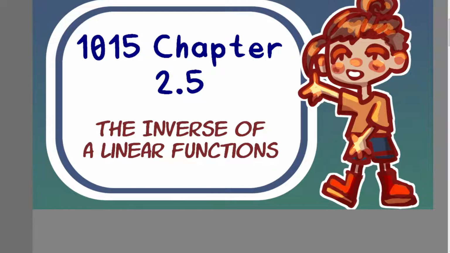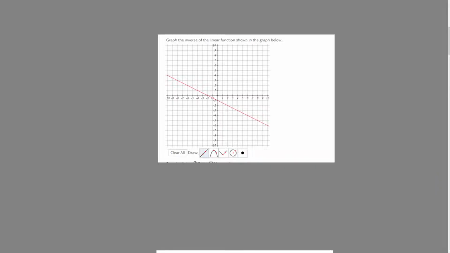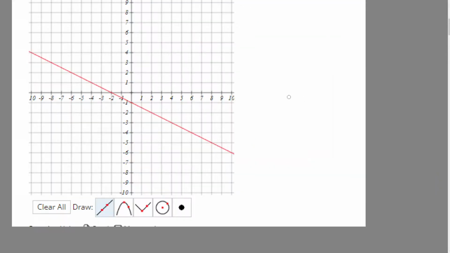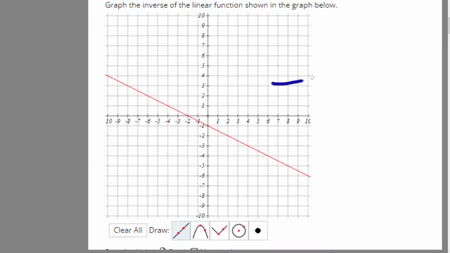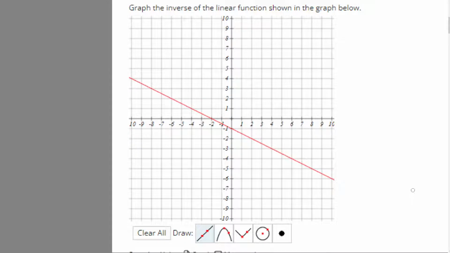Hi! Today we're going to go over 1015 chapter 2.5, the inverse of linear functions. And we'll just hop right into it. We've already talked about inverse in previous videos, so if you've missed those, it might be useful to go check those out. I'm just going to show you what Lumen might be expecting.